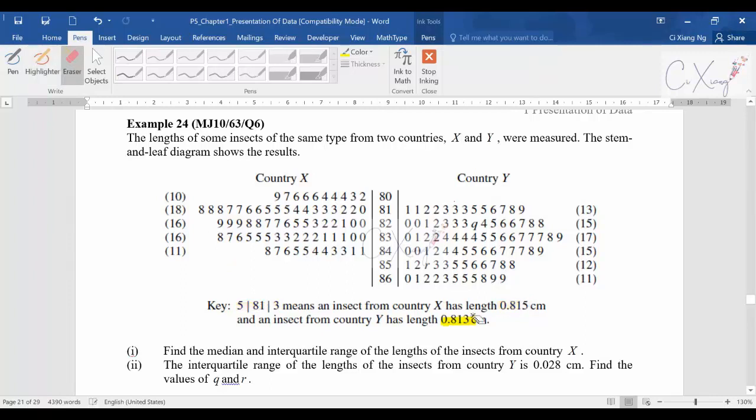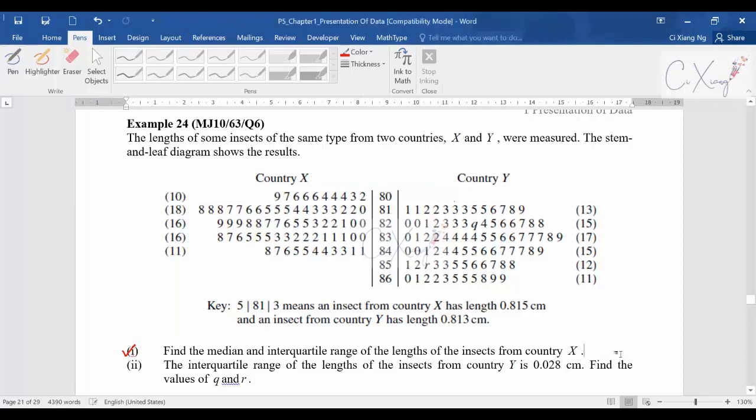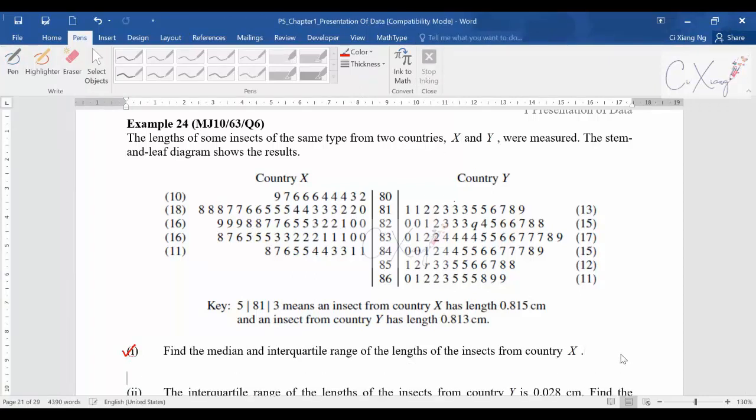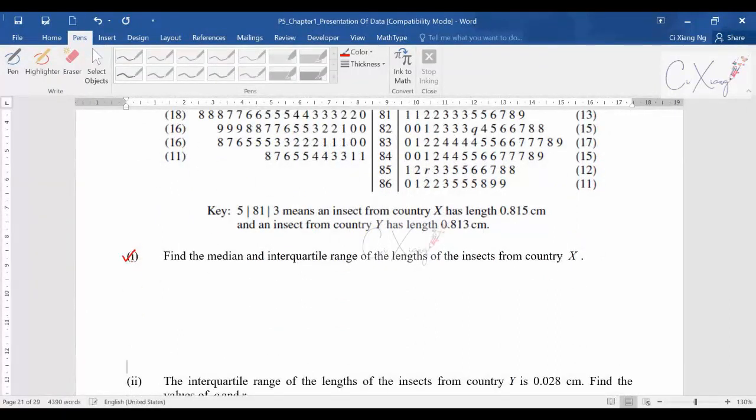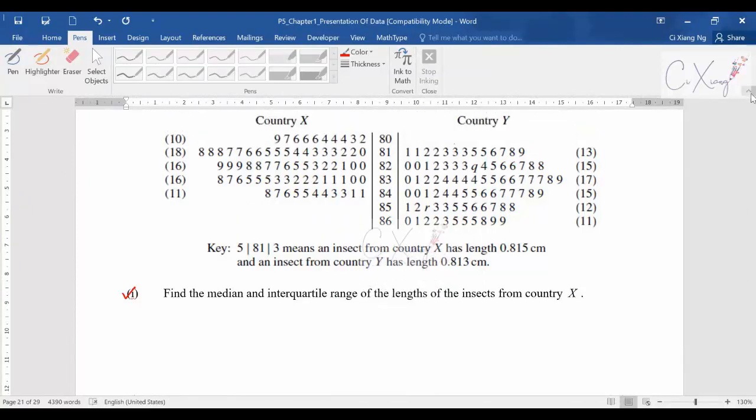Okay, so first, let us start with finding the median and also the interquartile range of the length of the insect from country X. So they want you to find the median and also the interquartile range from country X here. Again, I really encourage you to try this example on your own first, then only check my solution. Believe me, quite a number of you won't get the answer correctly. You can pause the video first, but for me, of course, I will continue to discuss it here.